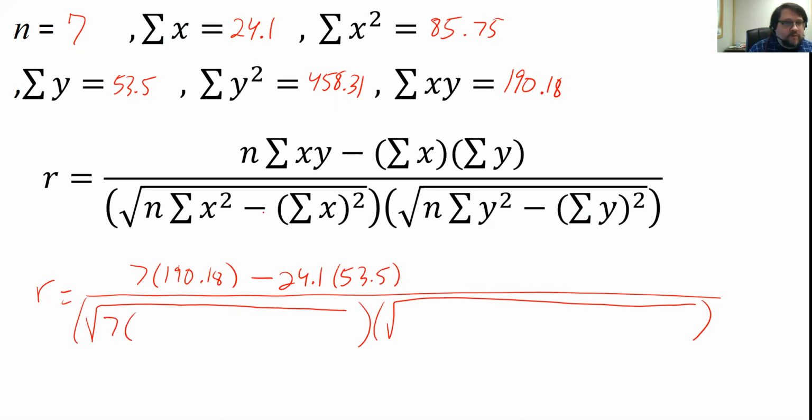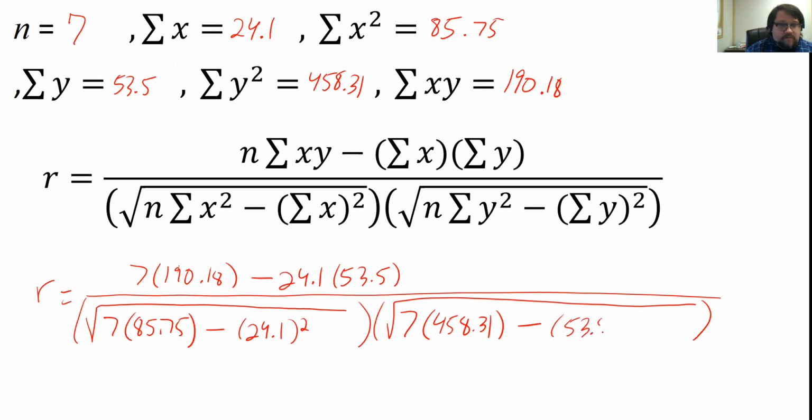Sum of our x squareds, 85.75, minus our sum of x's, that's the 24.1, squared. Okay, and then we're going to do the same thing with the y's. We're going to say sample size times the sum of our y's squared, 458.31, minus our sum of y's, that's the 53.5, squared. And now we're going to type that in our calculator.